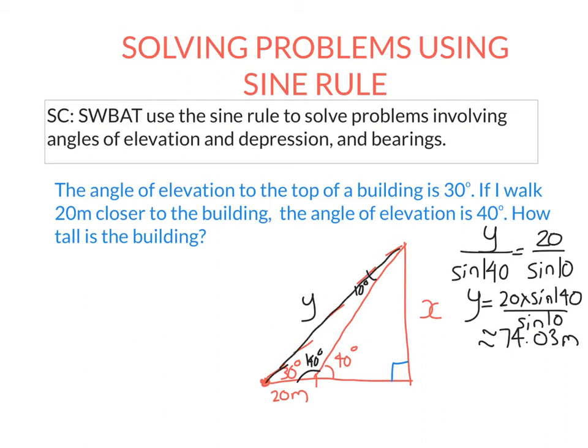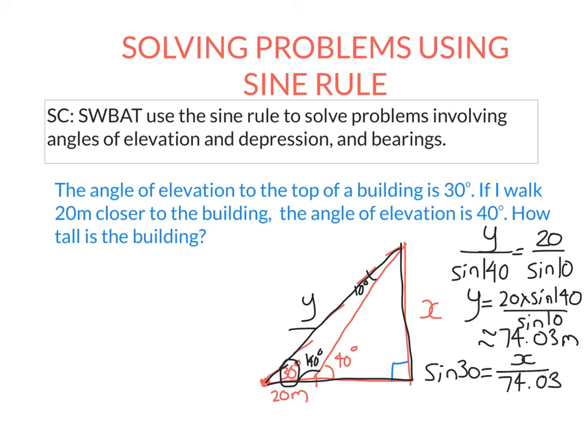That's 74. So now I have that, I can find x, because I have a big right-angled triangle here. I have an angle and a side. So I can find x using normal SOHCAHTOA. So compared to this angle here, x is the opposite, y is the hypotenuse. Opposite and hypotenuse means I use sine. So sine of angle equals opposite over the hypotenuse, which I just found was 74.03.